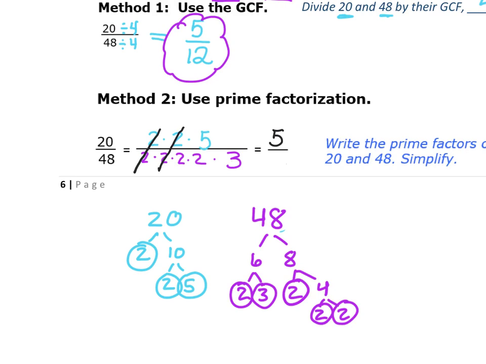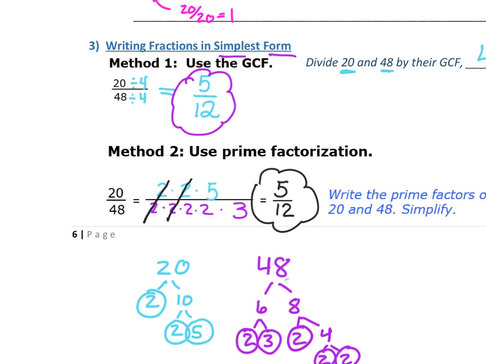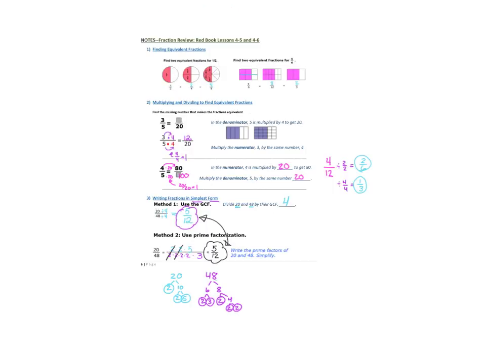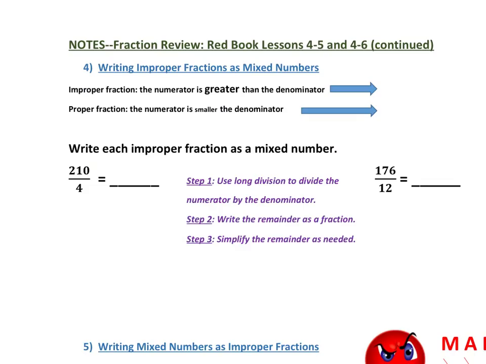So I do 2 times 2 is 4. 4 times 3 is 12. And that's another way to do simplest form. You'll notice both of these came to be 5/12. All right, you can turn to page 7, and we'll finish our notes.